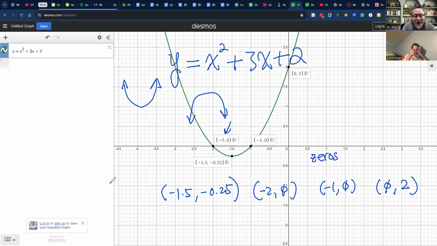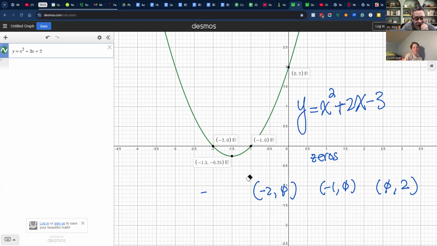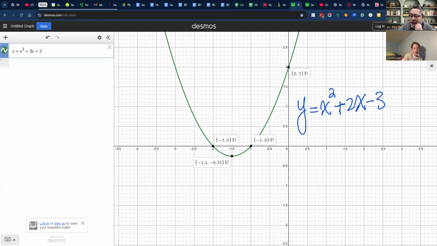Okay. So let's try y equals x squared plus 2x minus 3. Okay. How do I write squared? You use the caret symbol, yeah, the caret.